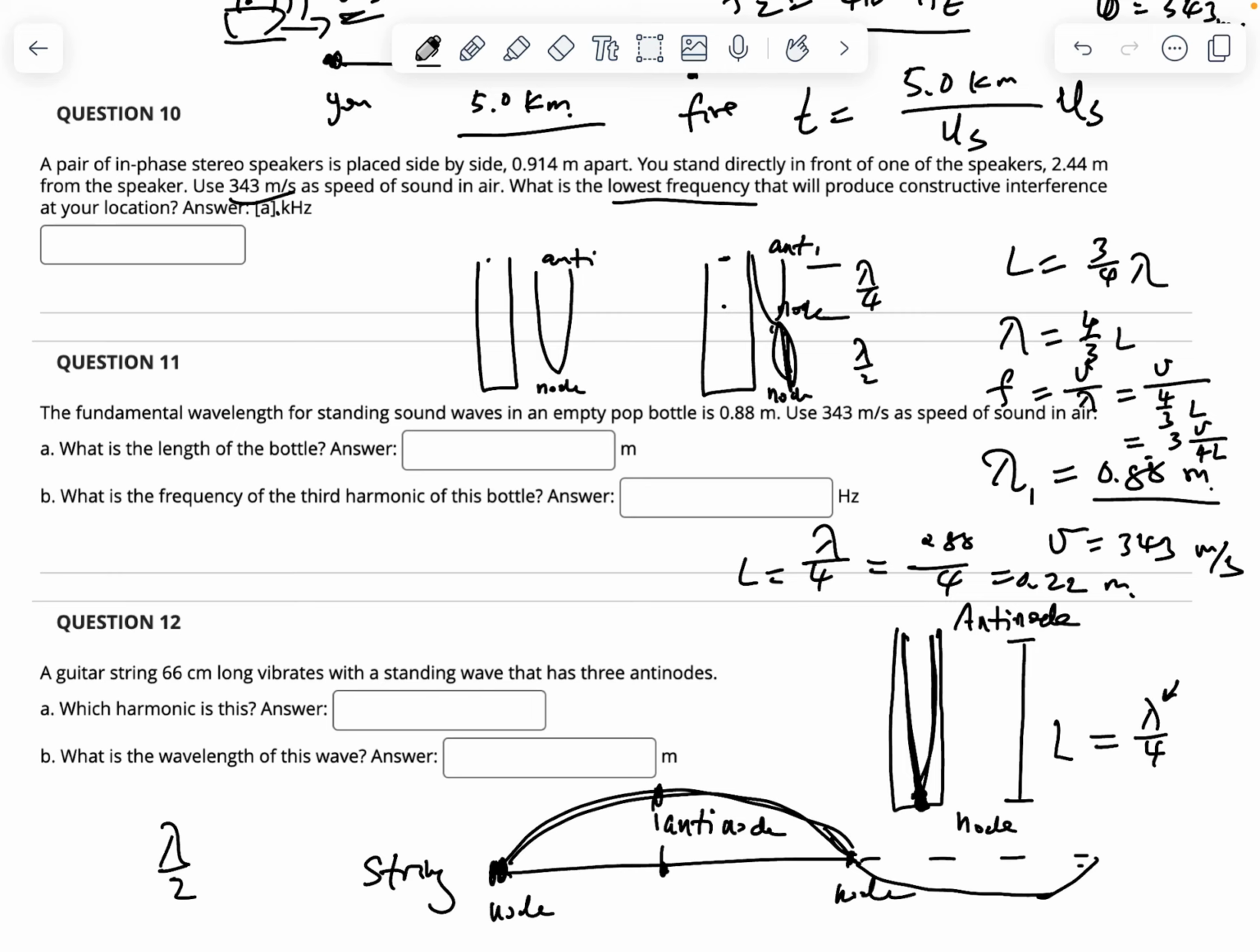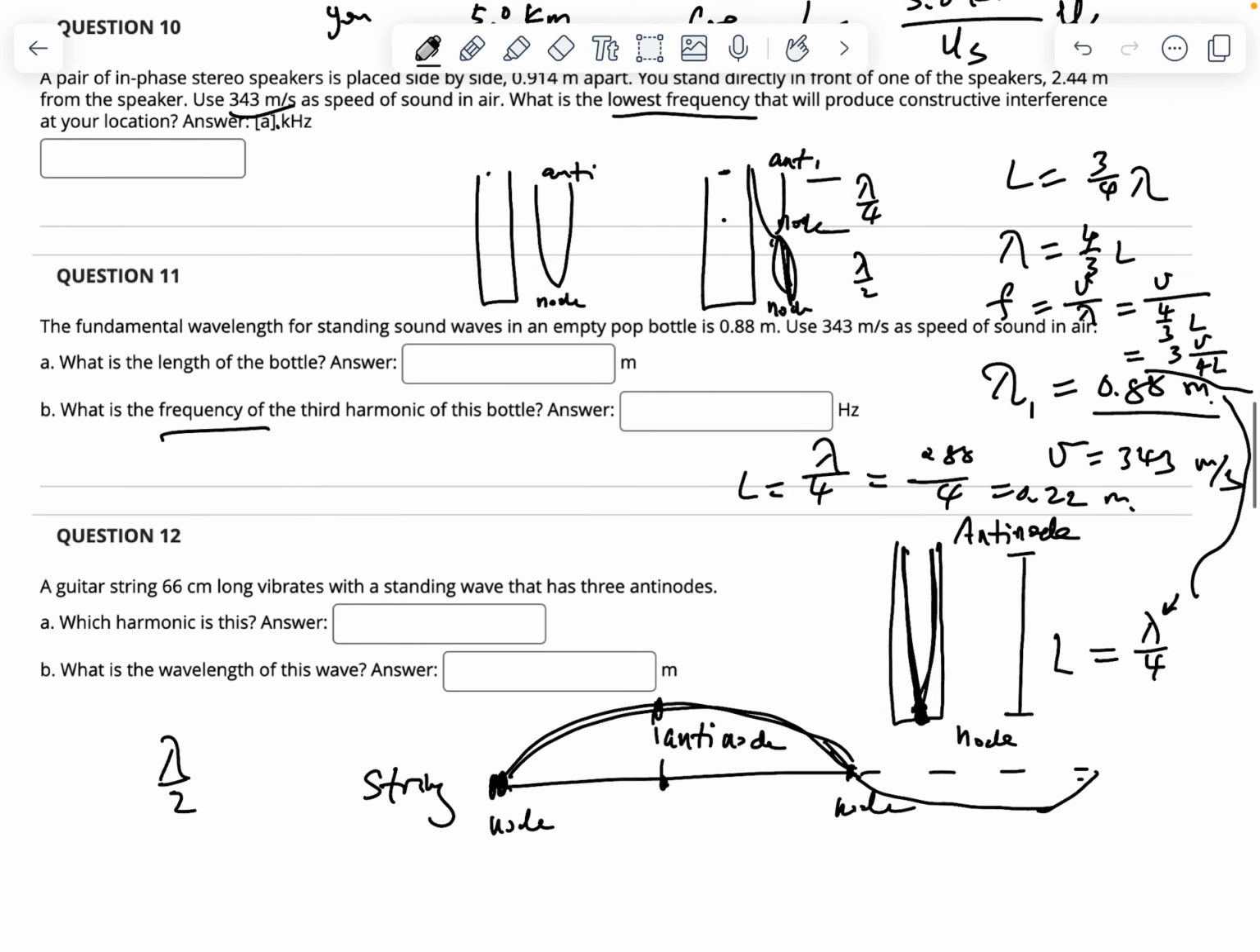So this actually is your, okay, so let's see. What is the frequency, right? The first harmonic, or fundamental harmonic, is F1. F1 equals speed over lambda 1. Lambda 1 is 0.88, right? So equals V over 0.88. This is the first one.